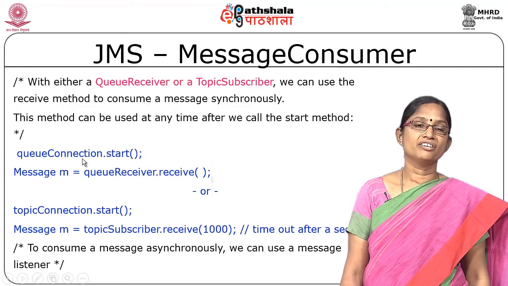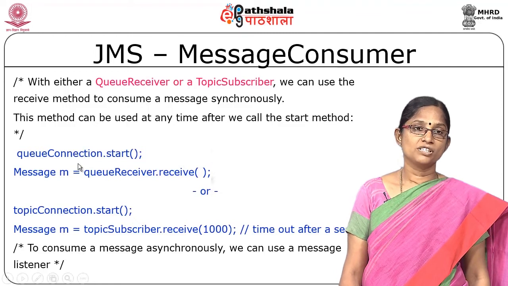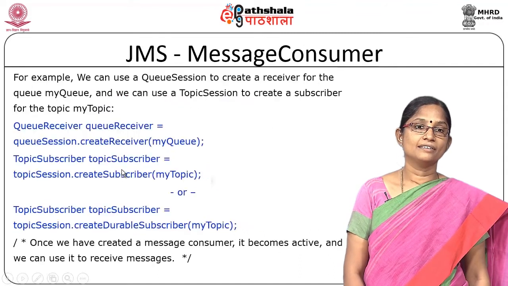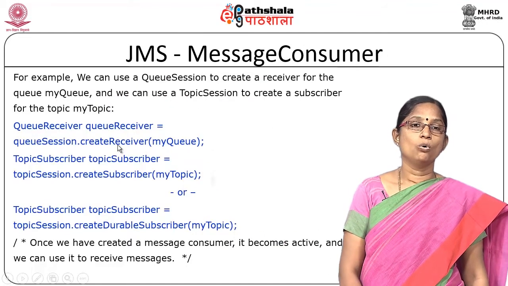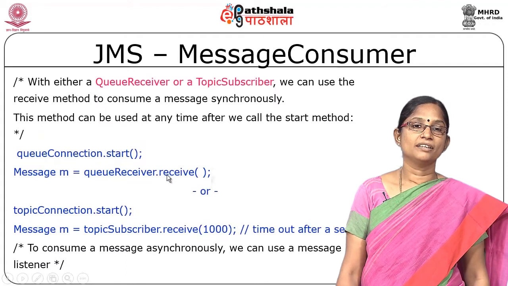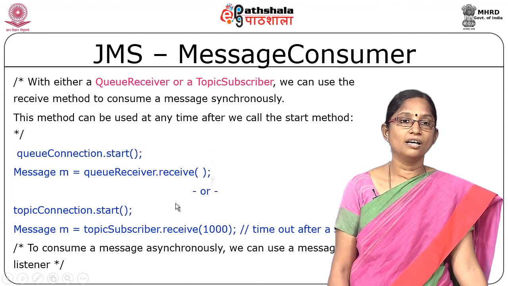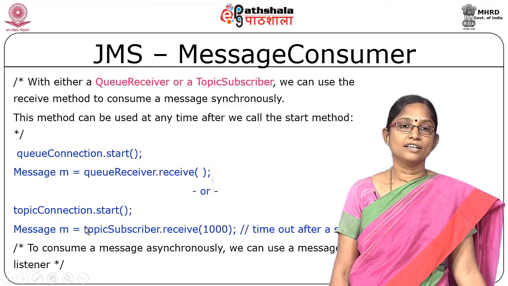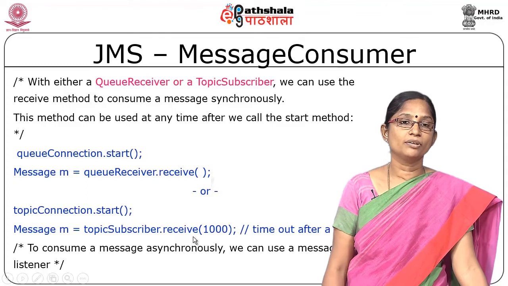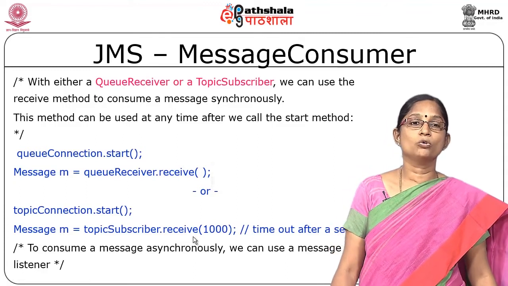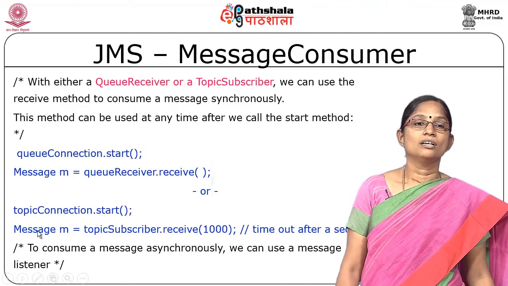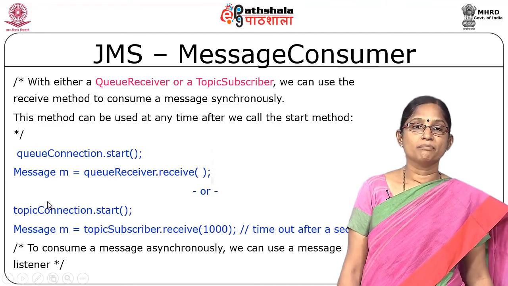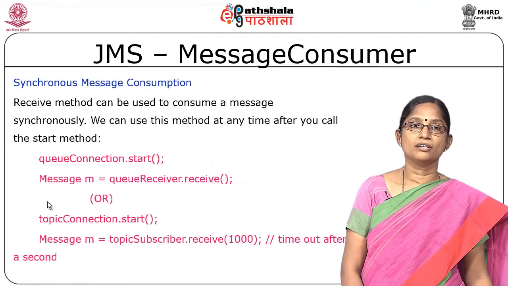You can see that first we created a connection, earlier in the last session. The connection has to be started. After the connection has been started, we have the queue receiver object, and over the queue receiver object we can call a method called receive. Similarly, once the topic connection has been started, over the topic subscriber we can call receive(1000), which says that it can wait for 1000 milliseconds, that is, timeout after a second. So, this is a synchronous method of message consumption.